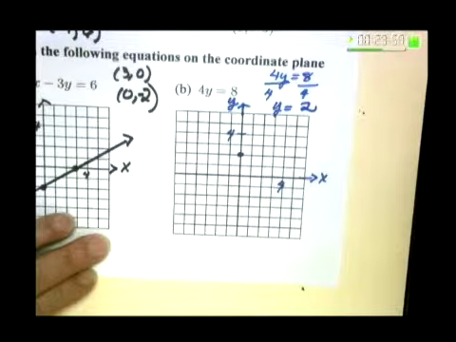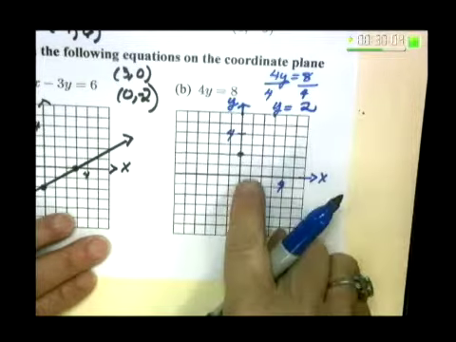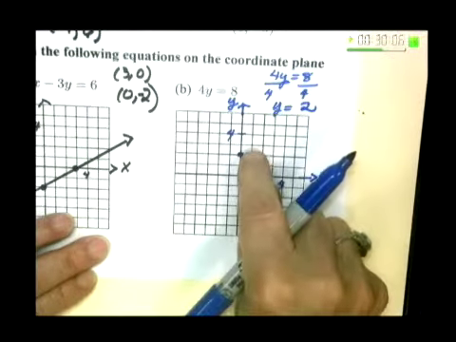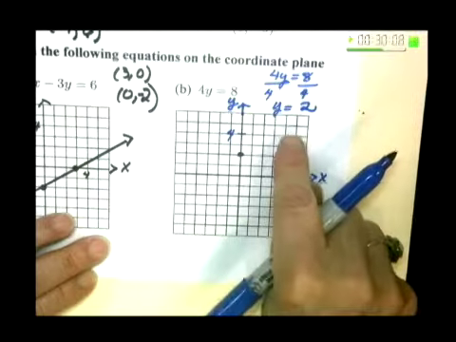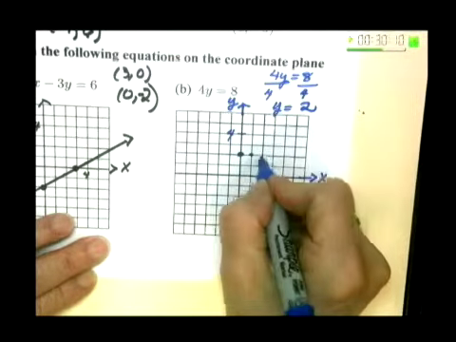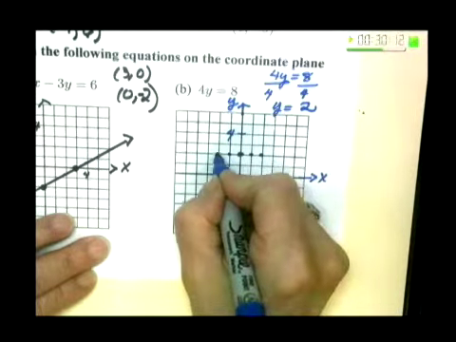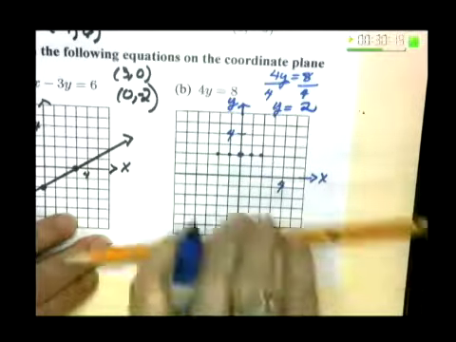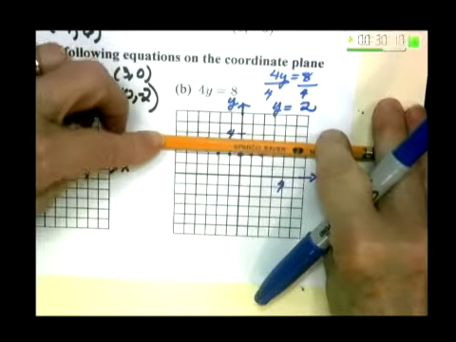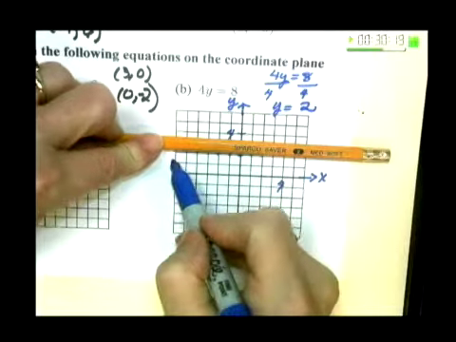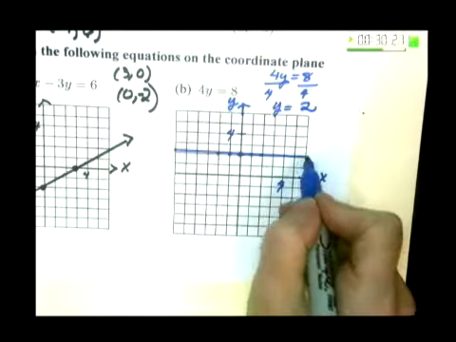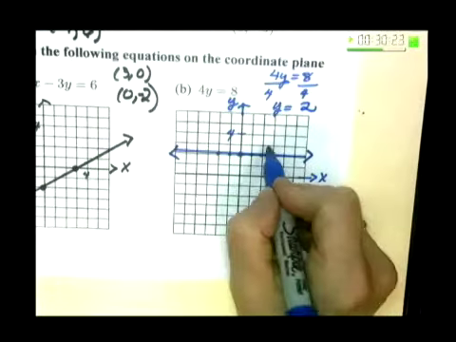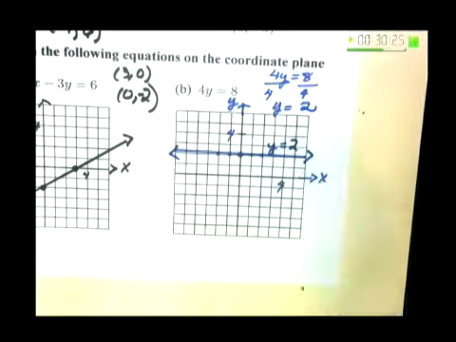No matter what x is, y is equal to 2. This is what it means. So if x is 1, what's y? 2. If x is 10, what's y? 2. So no matter where I put my x, y is always 2. I just draw in my line. It is a horizontal line, y equals 2.